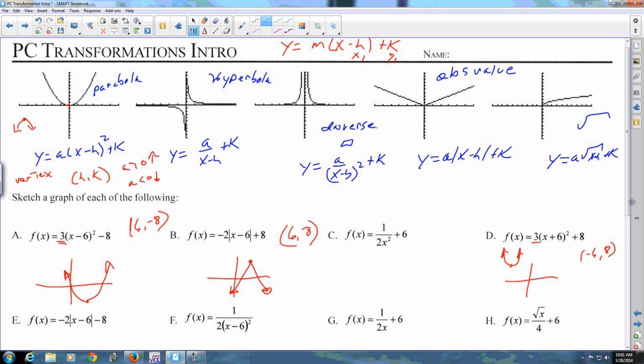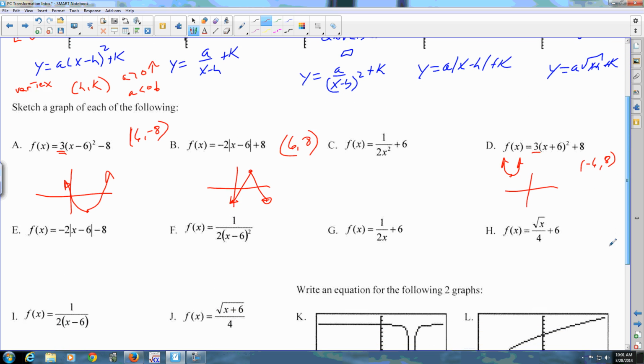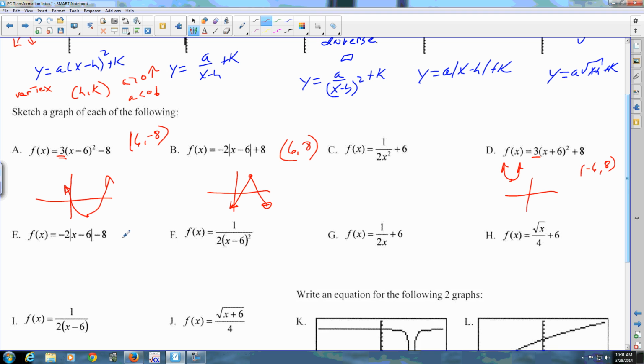Let's see if we've got some more absolute value graphs in here. Yep, there's one there. The corner, that point of where it starts, opposite, 6, same, negative 8. So 6 over, 8 down. The value of a is negative, so it's opening down. That's a quick sketch of it. There are no other absolute value graphs.